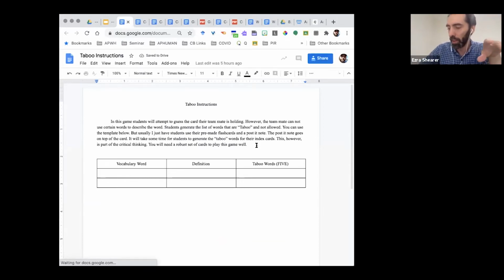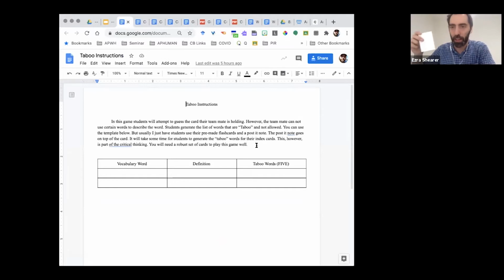All you're gonna do is the student's gonna take a flashcard, and then they're gonna take a sticky note, and on the sticky note, they're gonna write 4 or 5 words that the other student can't say when they try to give the clue. Yes, these are personalized sticky notes.